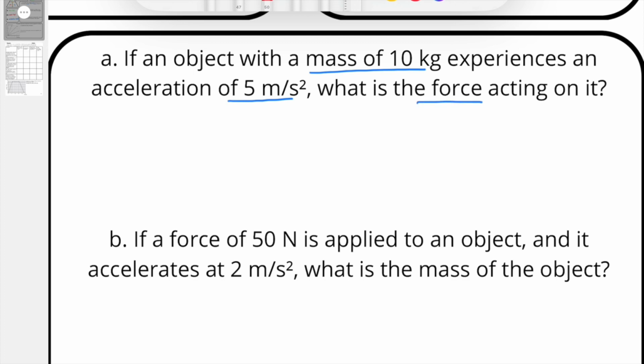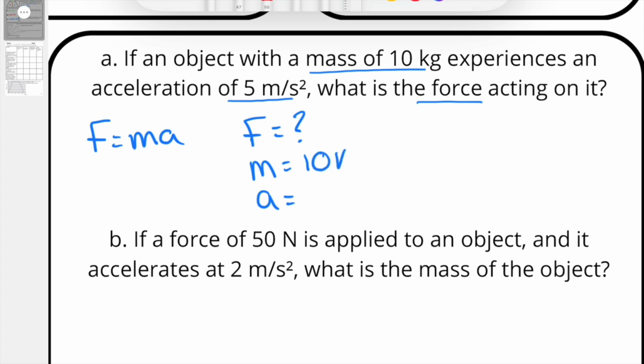So we always, every single time, write our equation. So F equals ma. Next, we're going to identify all our variables. We've got F, m, and a. So we don't know F. We know m is 10 kg. We know a is 5 meters per second squared.